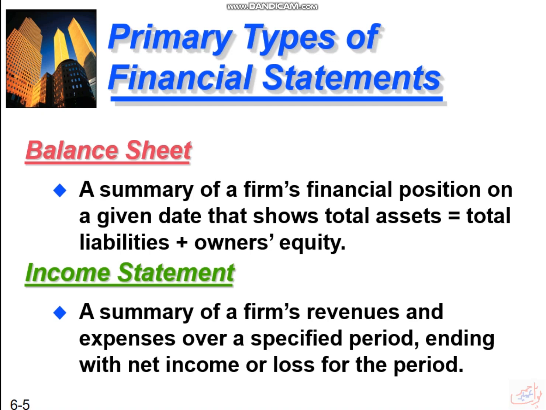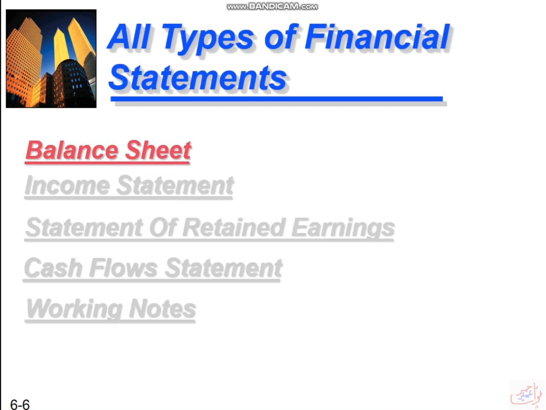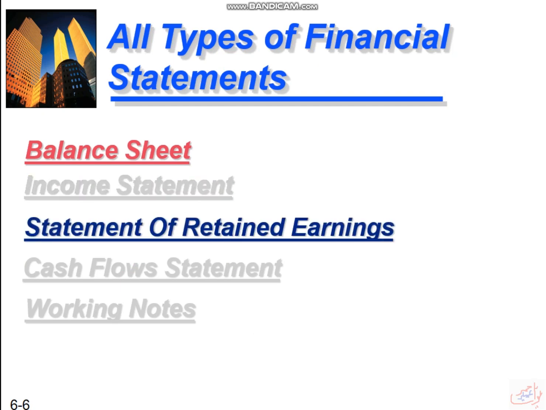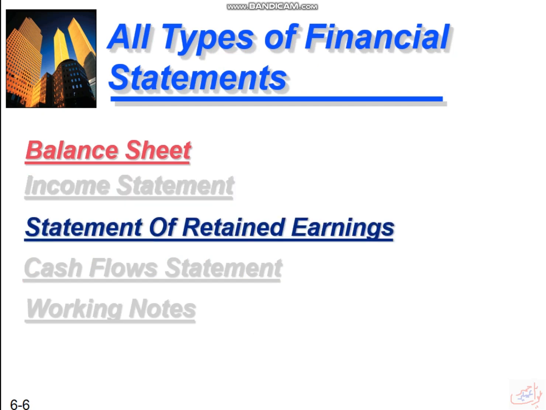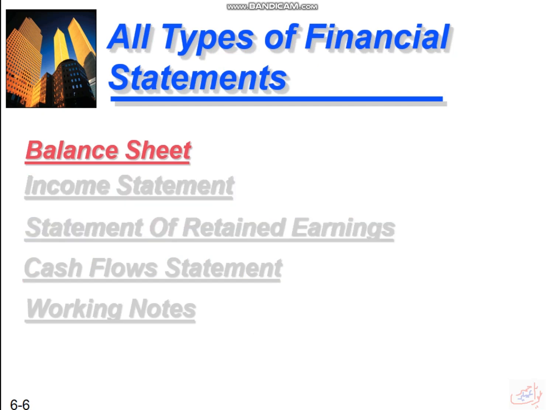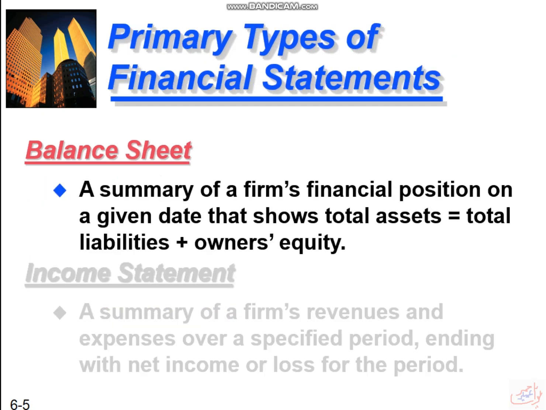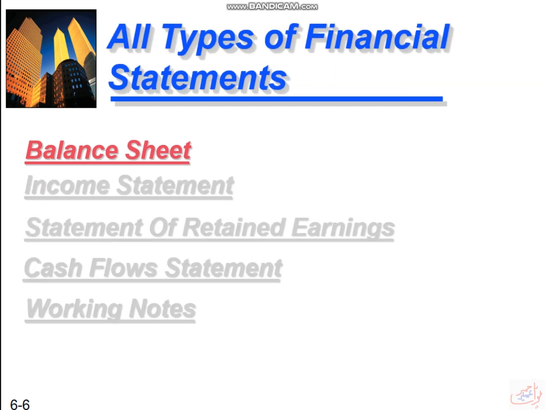Okay, and we have all financial statements, which are: the first one is balance sheet, the second one is income statement, the third one is statement of retained earnings, then cash flow and working note. So we have a complete 5 financial statements, but the primary financial statements are balance sheet and income statement.